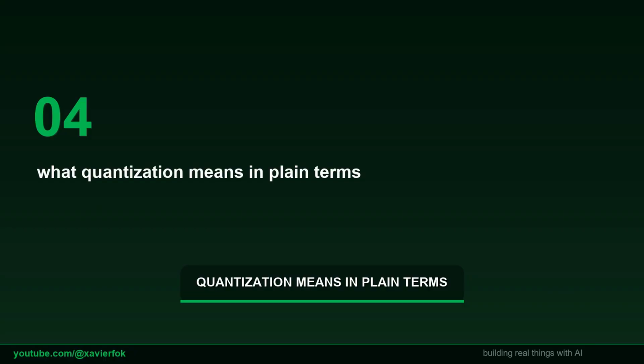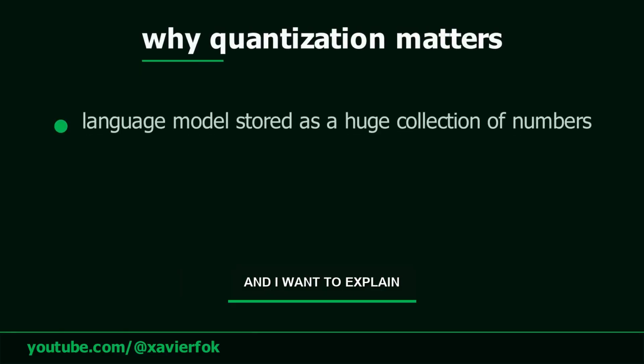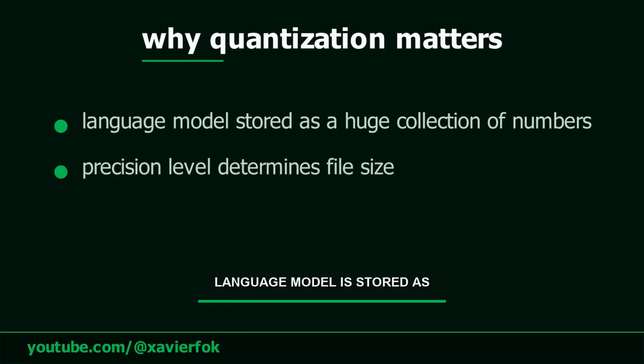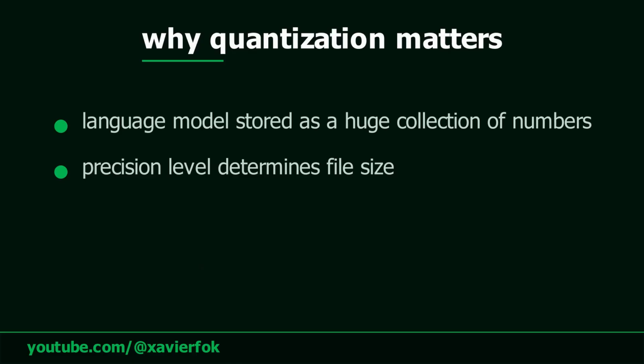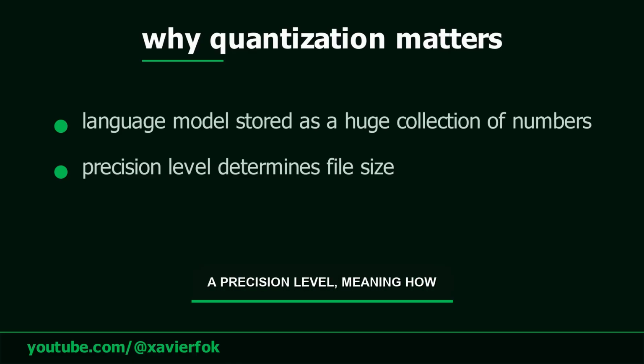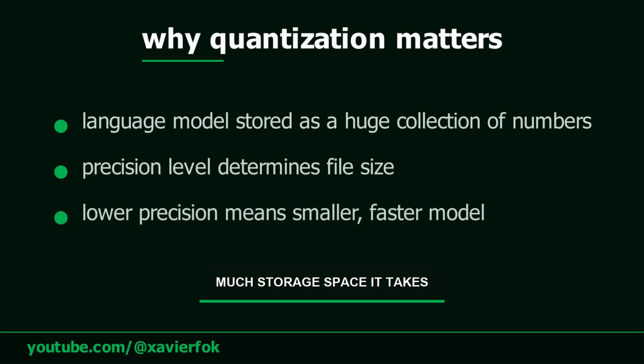What quantization means in plain terms. One of the key reasons that modest hardware is workable is something called quantization, and I want to explain it in plain terms because it gets talked about as if it is complicated. A language model is stored as a huge collection of numbers. Each of those numbers has a precision level, meaning how much storage space it takes to record it accurately.